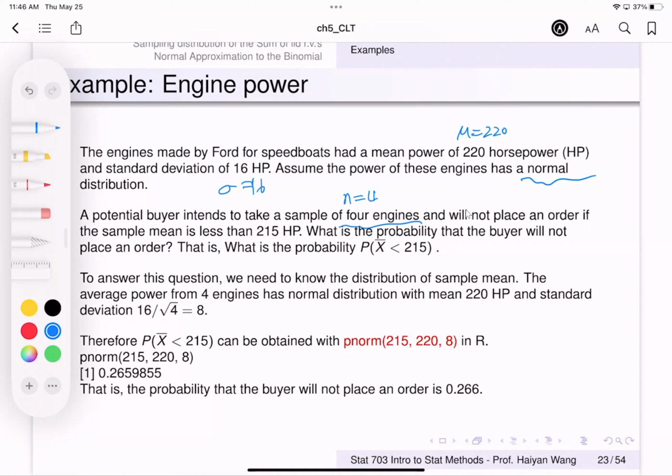So the population distribution, we already know it's normal. And since we have an average, the average X bar has a normal distribution with the mean equal to 220 and standard deviation sigma over square root of the sample size, that will be 8. Therefore, we use the normal distribution here, 220 as the mean, 8 as the standard deviation to compute the probability. After computing, you see the answer is 0.2659. So basically about 26.6% chance that the buyer will not make an order.